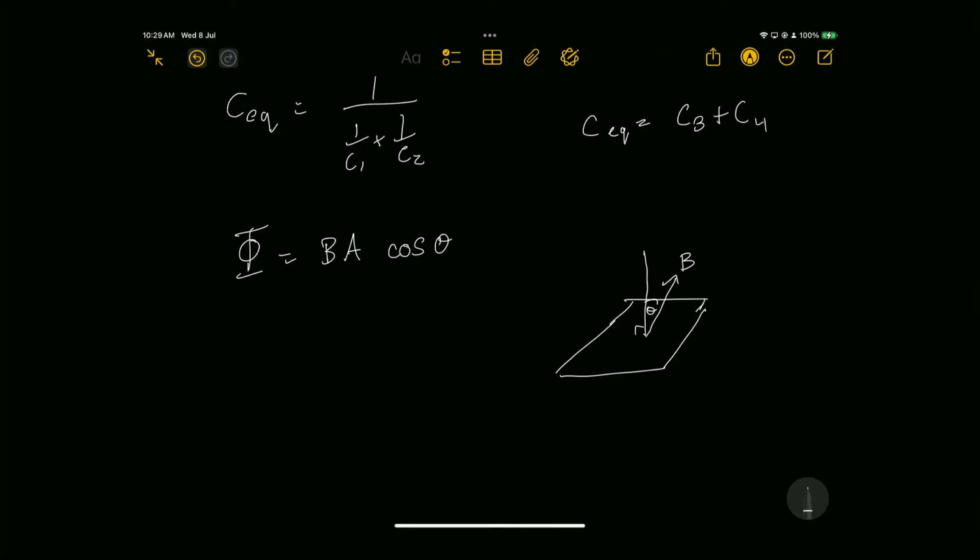So if the magnetic field is perpendicular to the surface, cos of theta would be equal to 1, and this formula would be phi is equal to B times A.